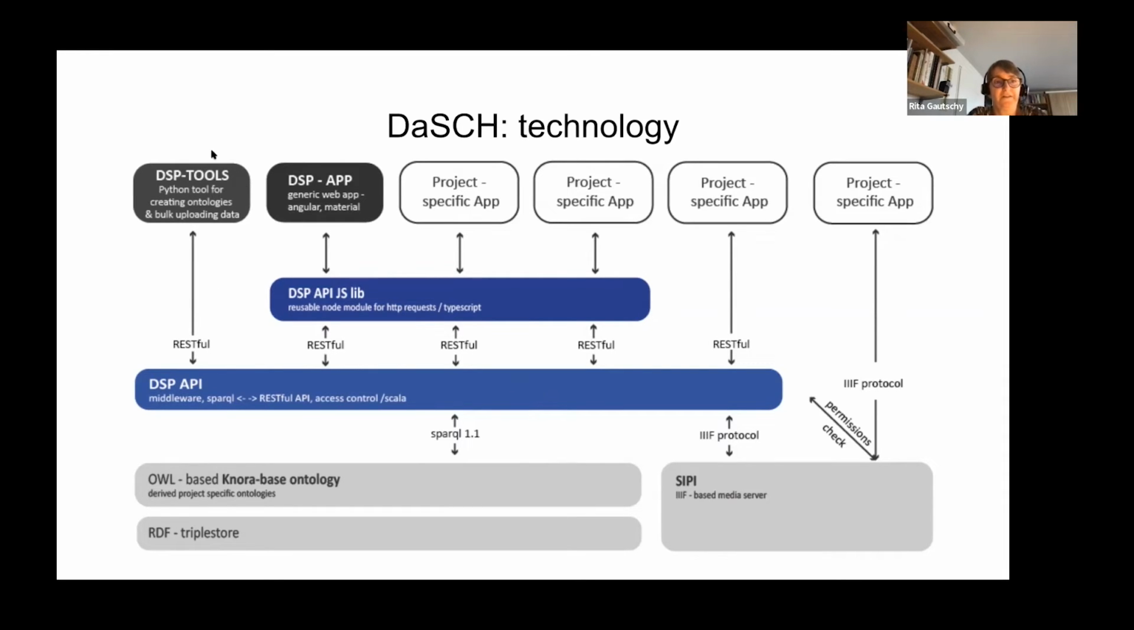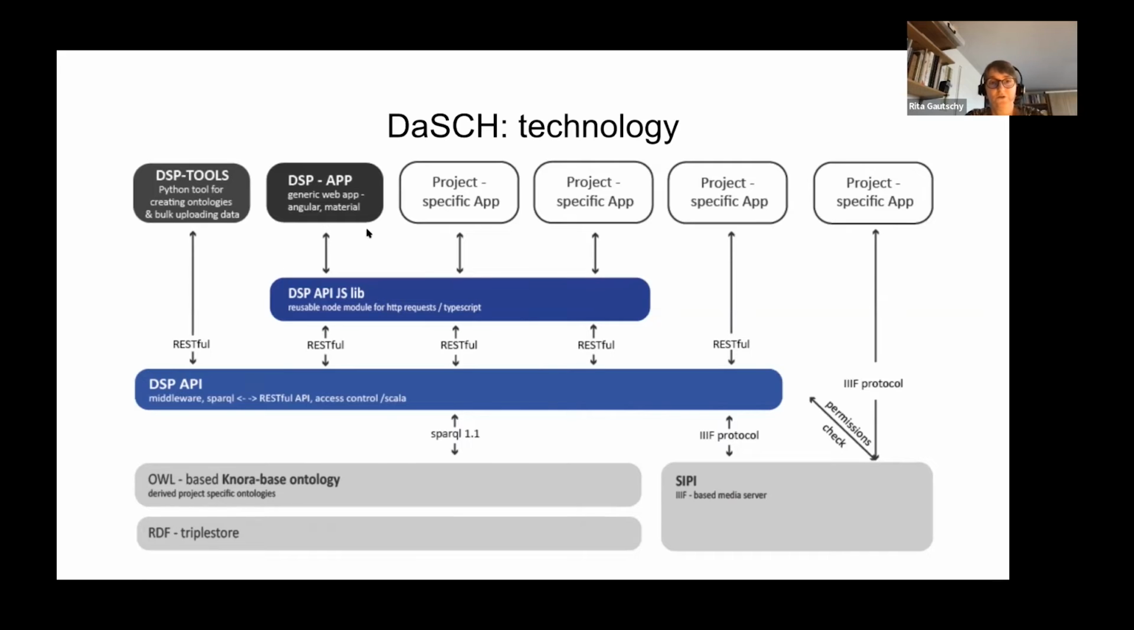Further up, we have DSP tools. That's our Python tool for creating ontologies and for bulk uploading the data. So if we receive the data from projects at the end of the lifetime, this is the way how data get into our triple store.